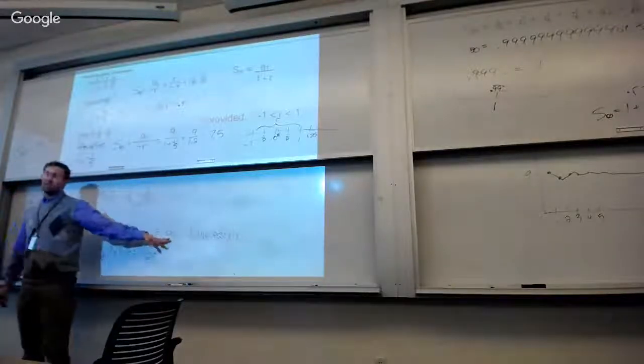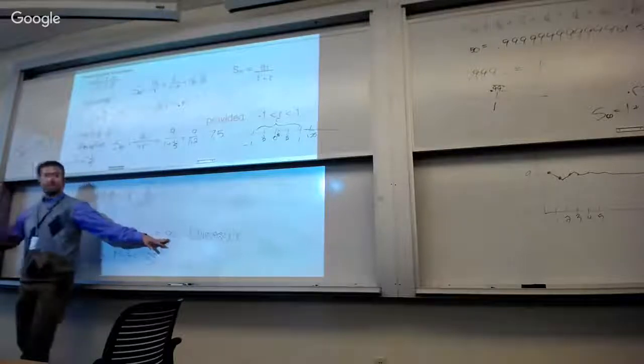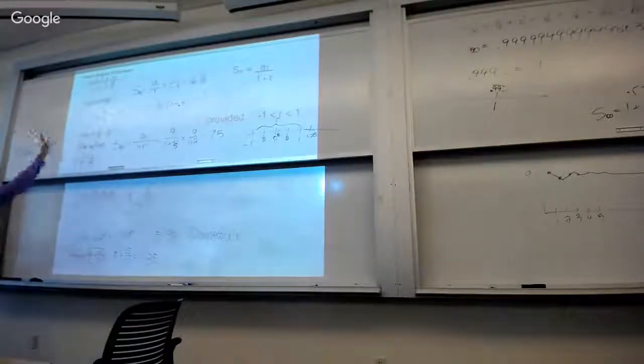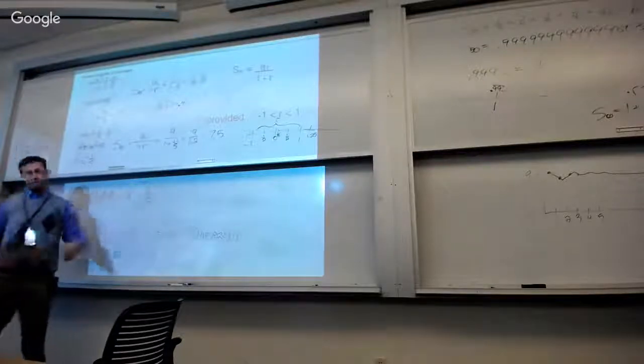Divergence simply means that the sum explodes up to infinity. Convergent means that it converges to one number. Divergent means it continues to grow forever.